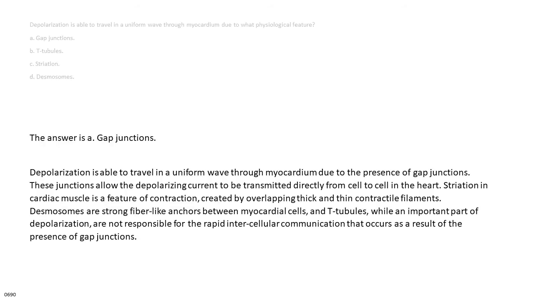The answer is A. Gap junctions. Depolarization is able to travel in a uniform wave through myocardium due to the presence of gap junctions. These junctions allow the depolarizing current to be transmitted directly from cell to cell in the heart. Striation in cardiac muscle is a feature of contraction, created by overlapping thick and thin contractile filaments. Desmosomes are strong fiber-like anchors between myocardial cells, and T-tubules, while an important part of depolarization, are not responsible for the rapid intercellular communication that occurs as a result of the presence of gap junctions.